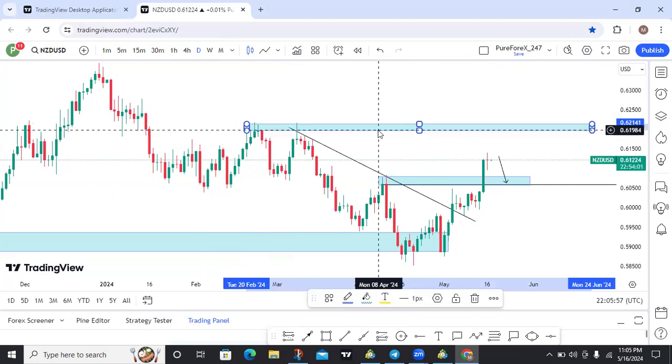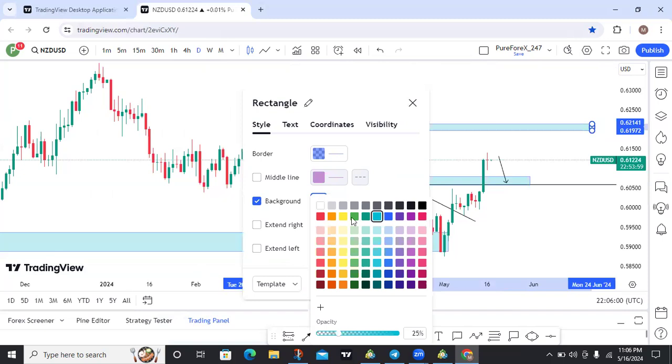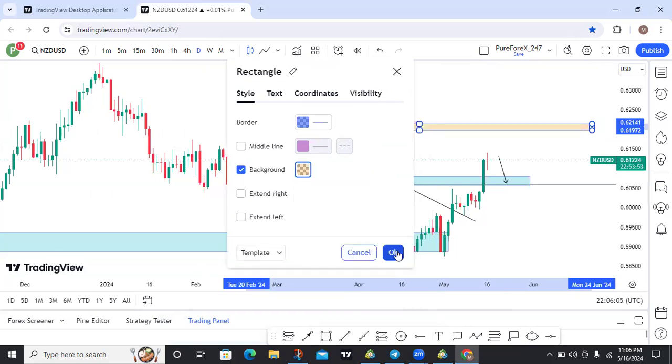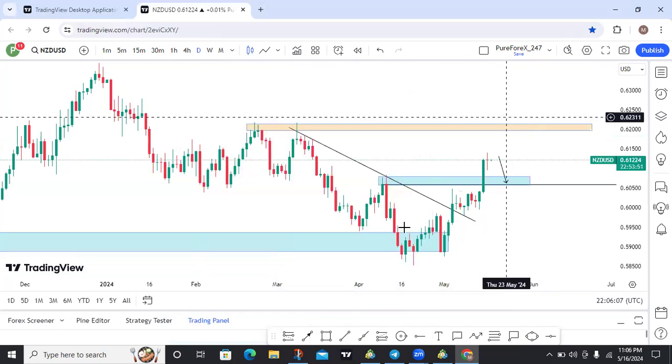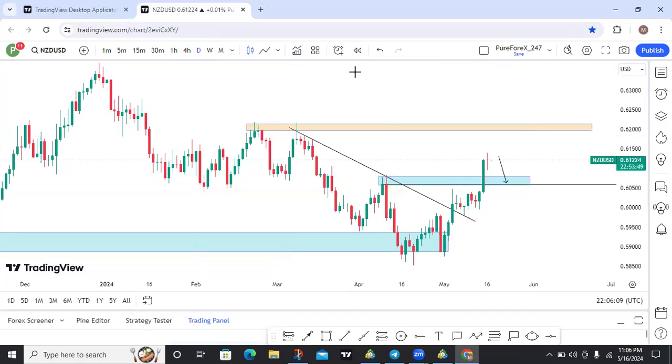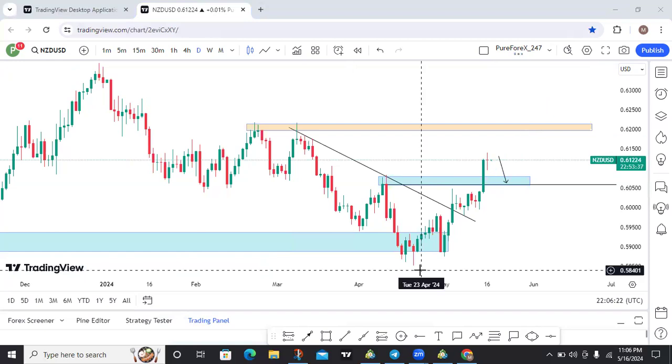So we can say, okay, let's use this color. Yeah, so we are going to be looking for what? We are going to be looking for more buy opportunity until we get to this danger zone. If the market breaks this danger zone, then we continue looking for more buys in respect to Fantastic 5.